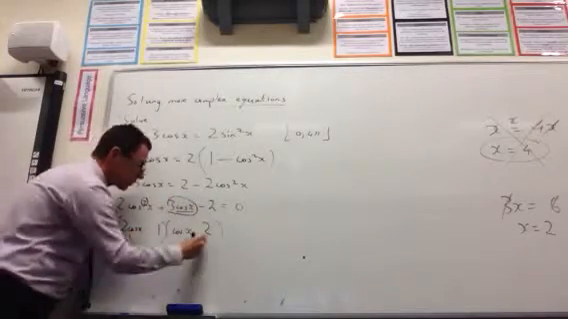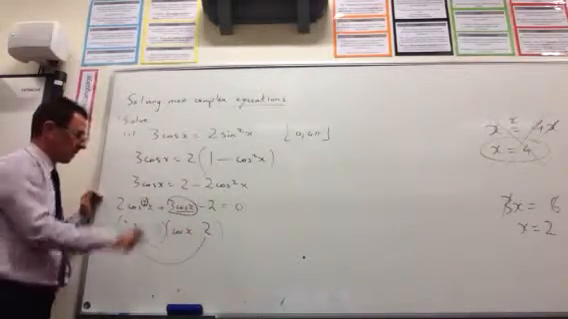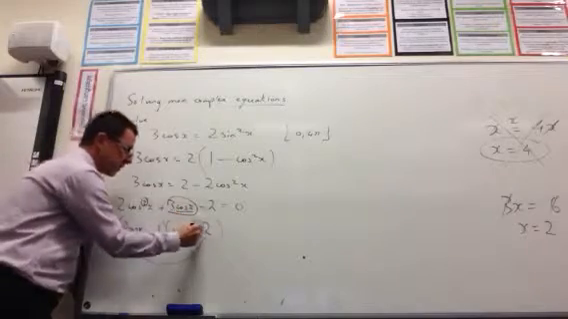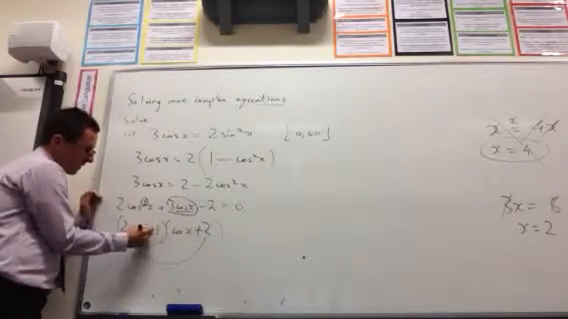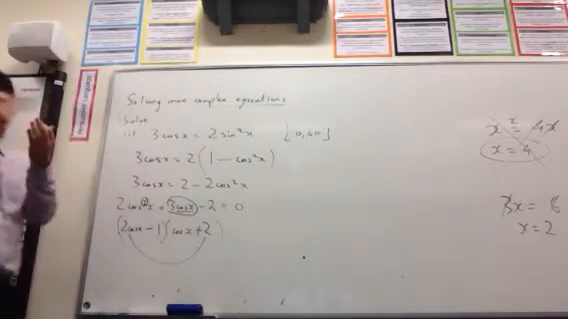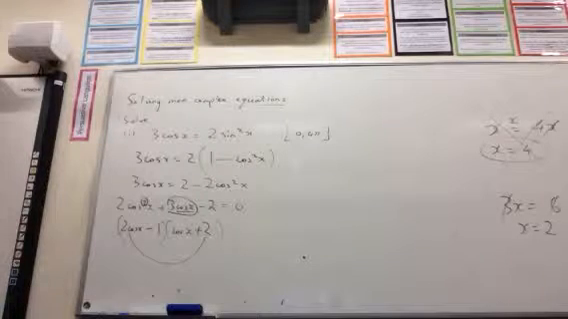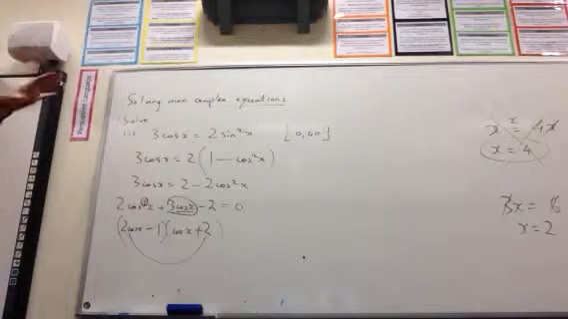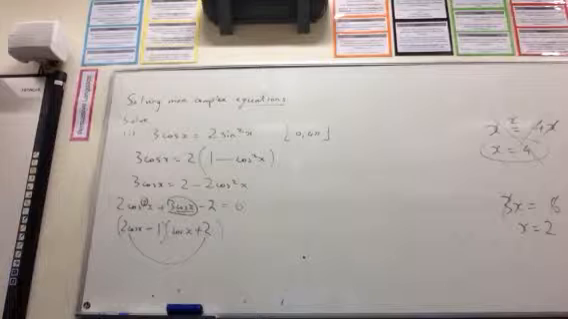So if I times those two, I get 4. I need to be positive, so that's a plus, and that's a minus. Cross method, whatever you want to call it. If you don't like that, let a equal cos x, and you get a squared, etc.